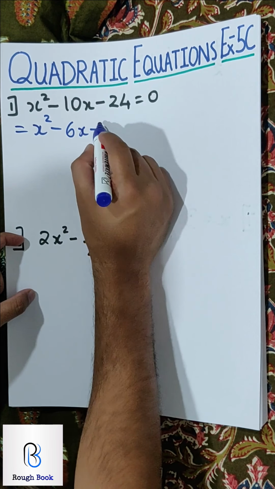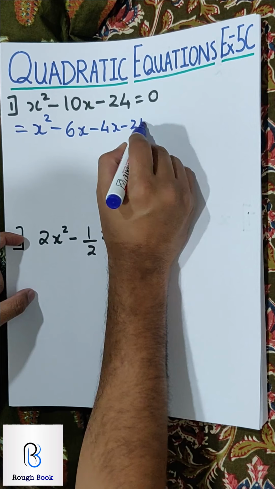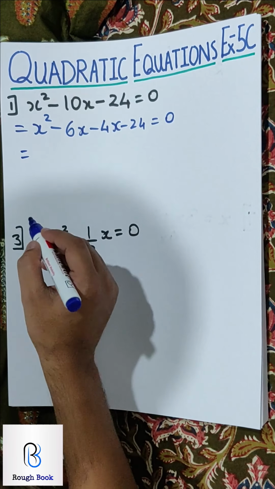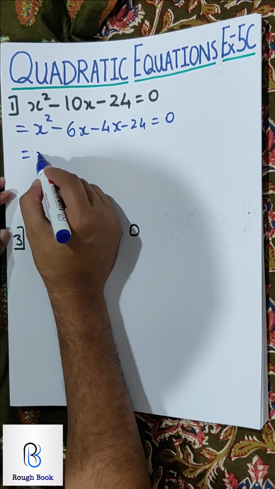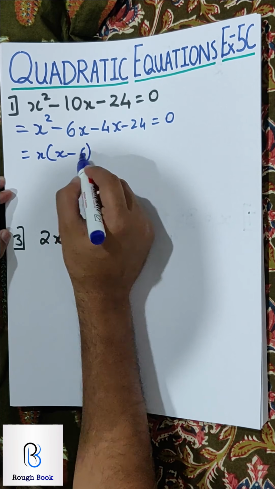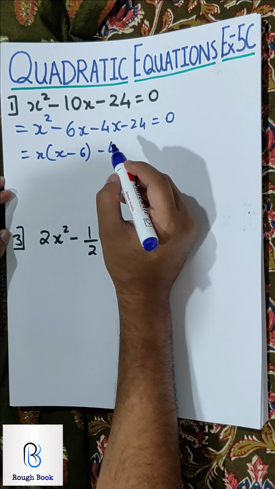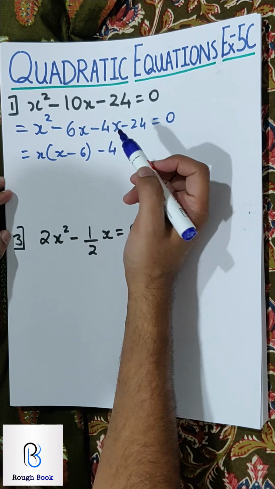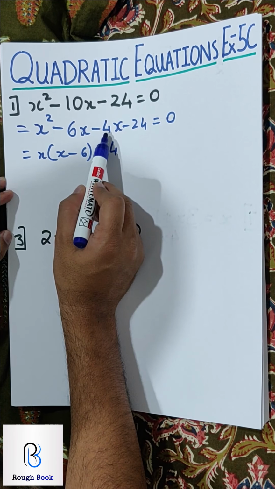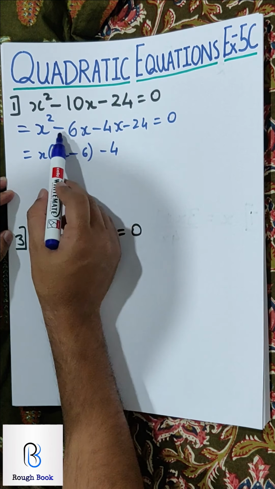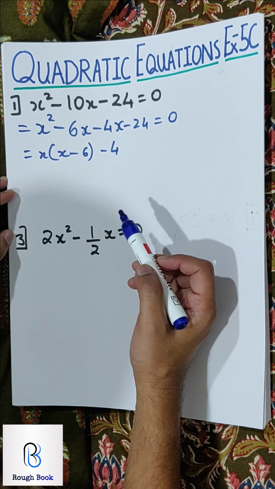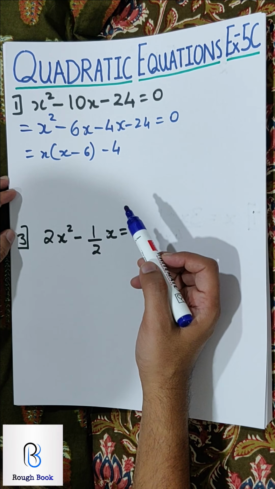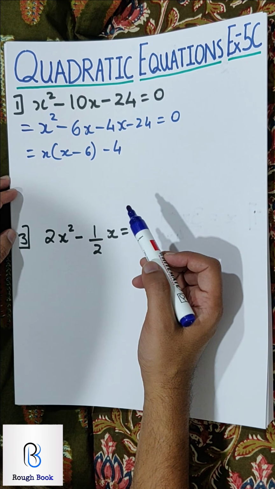So 6x minus 4x. I could have also taken 8 into 3, but then it doesn't become 10. So my common is x minus 6 minus 4. Okay, this is a problem. Why is this a problem? Because minus 6 minus 4 will give me minus 10, but on multiplying it won't give me minus 24. I need minus 24. So I'll have to take some different factors then.